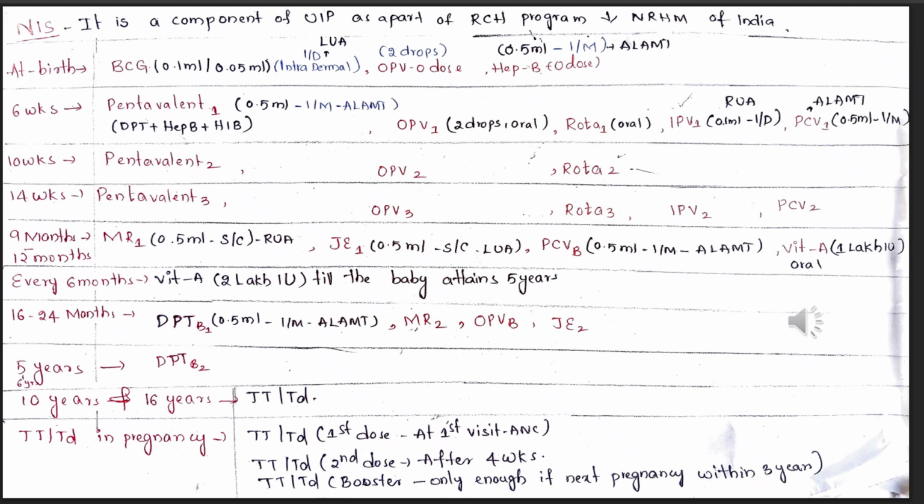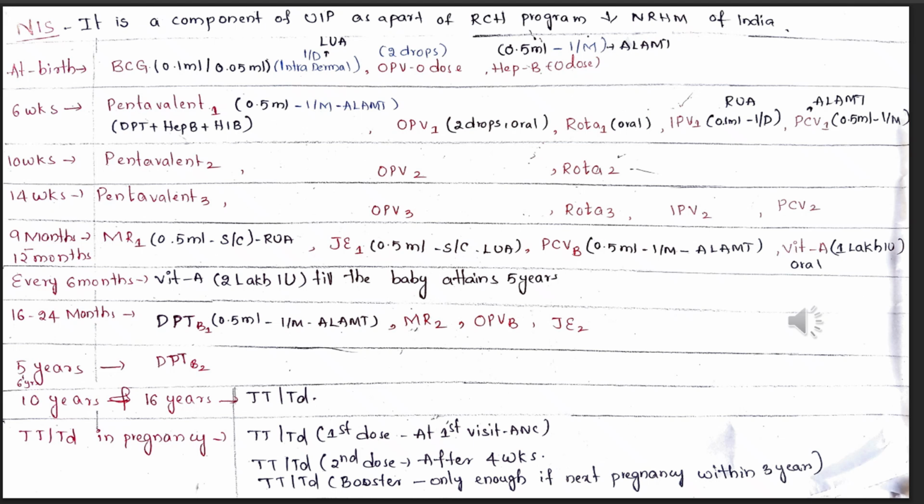But the first dose should not be started after 12 weeks of age. If we start the first dose of rotavirus vaccine after 12 weeks, there is a risk of intussusception. But if we miss the second and third doses at 10 weeks and 14 weeks of age, we can give them within 1 year of age. Even pentavalent, if missed at 6 weeks of age, can be given till 1 year of age.